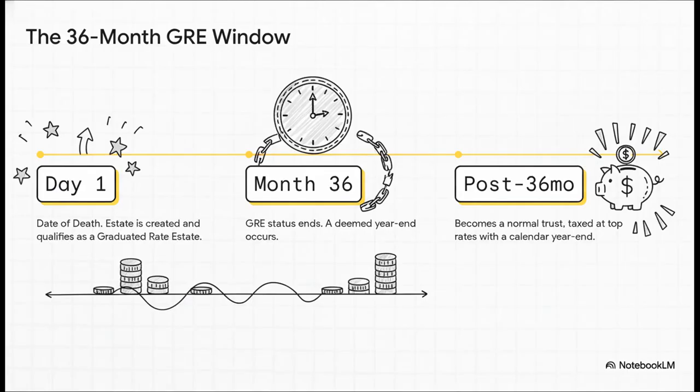And this is where that 36-month window becomes so important. For its first 3 years, an estate gets to be a graduated rate estate, or GRE, and use those fantastic graduated tax rates we talked about earlier. But, and this is critical, exactly 36 months after the date of death, that special status ends, period. The trust has what's called a deemed year end, and from that day forward, it becomes just a regular testamentary trust, and it gets slammed with those high tax rates and a mandatory calendar year end.